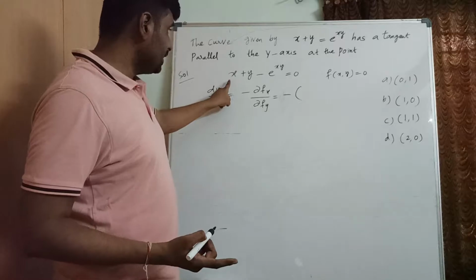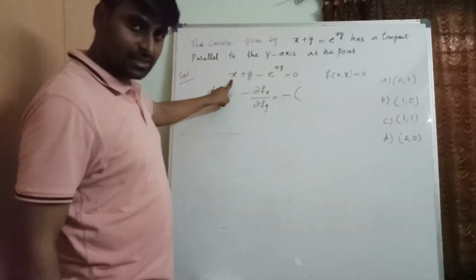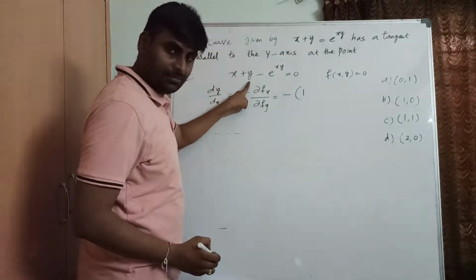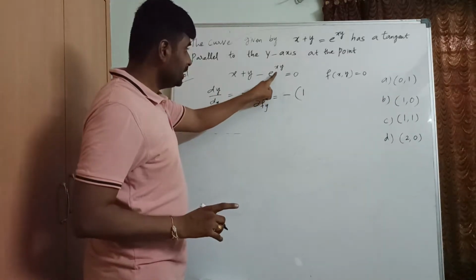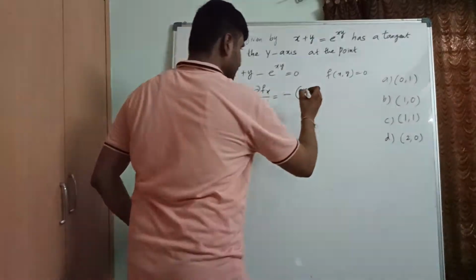Now, derive this function with respect to x first. Is there any x term? Yes. Derivative of x is 1. Is there any x term? No, 0. Is there any x term? Yes. E power something, e power the same thing.